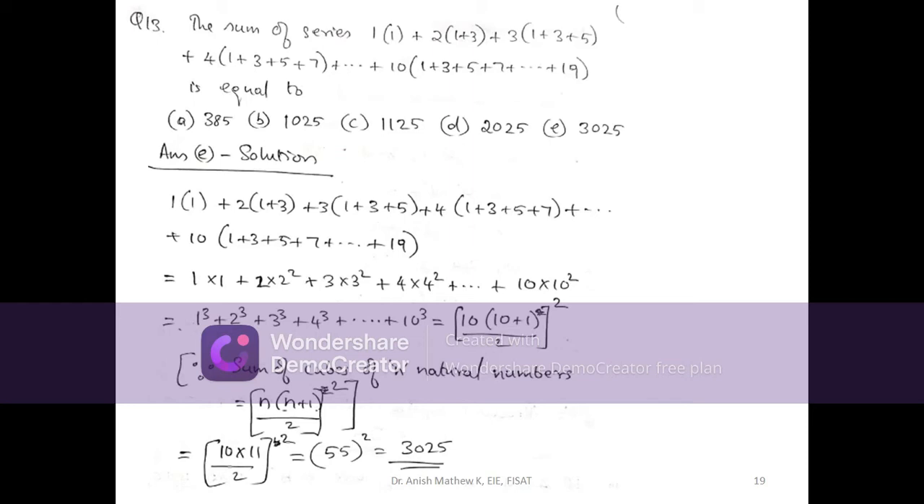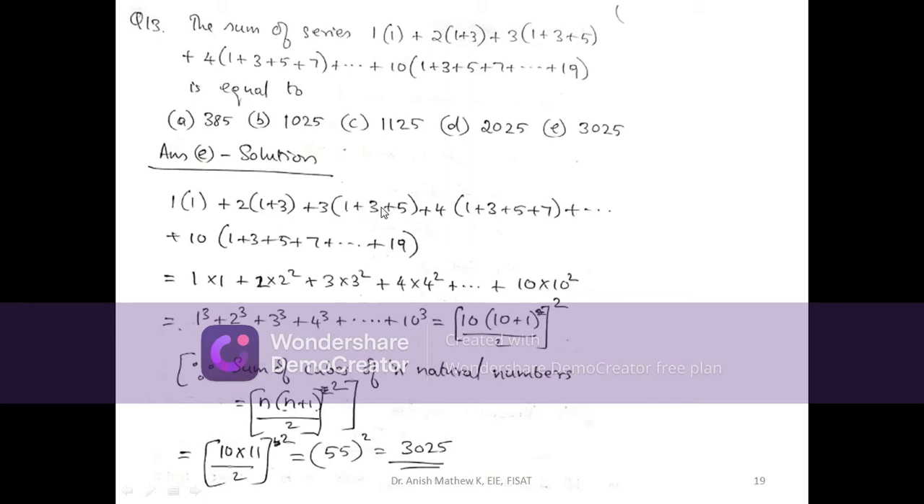We'll look into it. You are given the series, that is 1 into 1, plus 2 into 1 plus 3, plus 3 into 1 plus 3 plus 5, plus 4 into 1 plus 3 plus 5 plus 7, plus etc. plus 10 into 1 plus 3 plus 5 plus 7 plus etc. up to 19. Now you can see there is a pattern in this series. What is 1 plus 3? That is equal to 4. 1 plus 3 plus 5, that is equal to 9. This 1 plus 3 equal to 4 is actually 2 square.